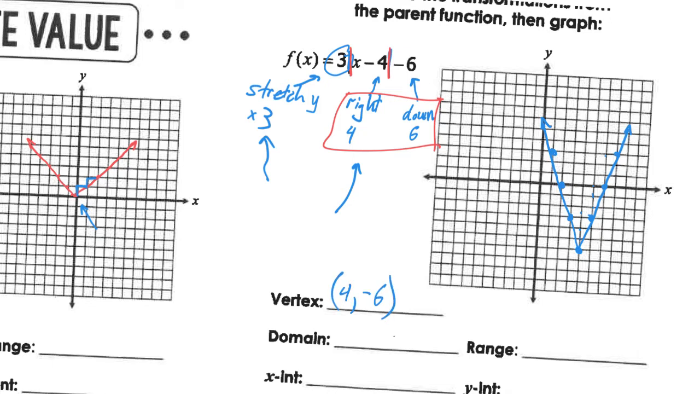Okay, what's the domain? The domain is all the x's. So I can plug in any x that I want to. X continues going to the left forever, and it continues going to the right forever. So we just say all real numbers. The range, though, does not go down past negative 6. So the range is going to go from negative 6 to infinity. We want to include negative 6, so put a bracket.